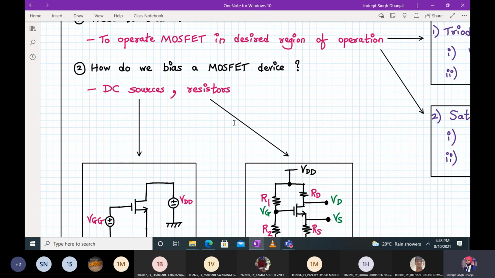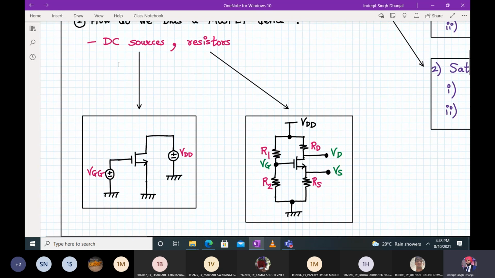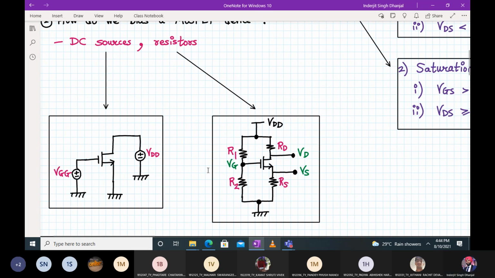Now, how do we bias a MOSFET device? So we bias the MOSFET device by using DC sources. One option is you apply a supply voltage to the drain terminal. You apply the supply voltage to the gate terminal. Okay. Other option is you use resistors. So here you have only one supply voltage VDD, and we use resistors. We use a potential divider to generate VG from VDD.